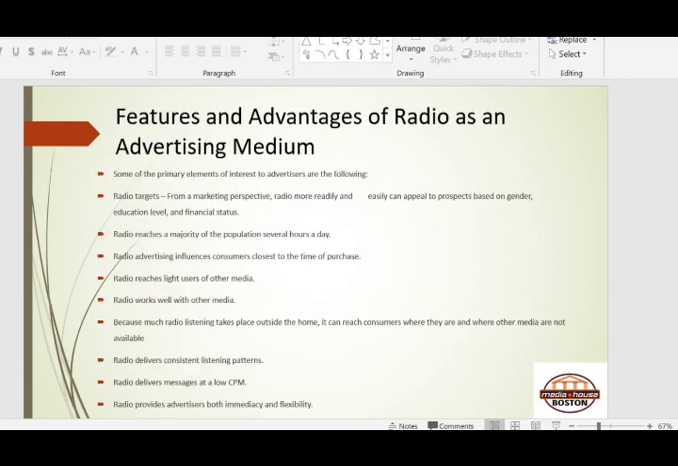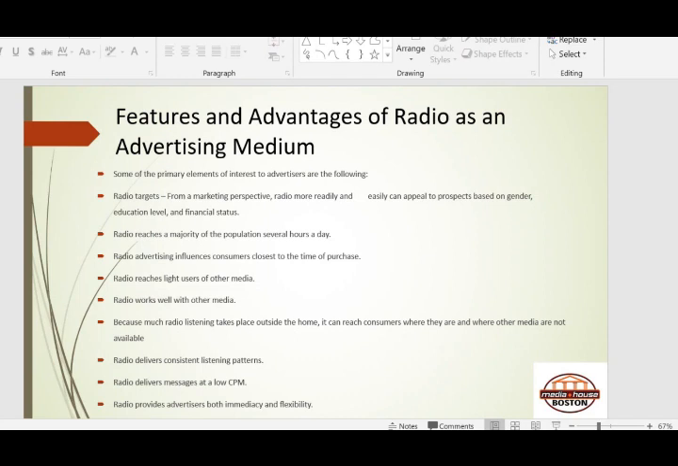Okay, so features and advertising and advantages of radio. I'm just going to mention a couple. Some of the primary elements of interest to advertisers are the following: radio targets, right? Because we understand them so heavily, we can cater towards them. The same thing can be done for print and for television, but in a very different approach. Radio reaches the majority of the population several hours a day. We reach the largest, I'm saying majority.